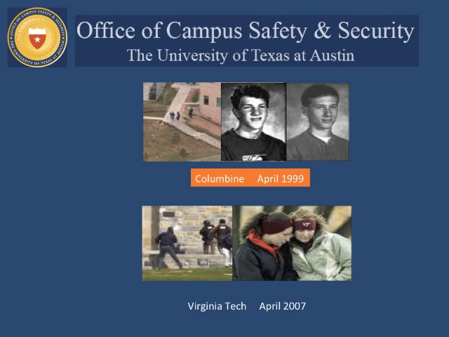We move forward to April 1999, when in Colorado at Columbine High School, Eric Harris and Dylan Klebold came to school that day on 20 April and began shooting in their classrooms and in the hallways of that high school. The result was 13 killed. There were 24 wounded.